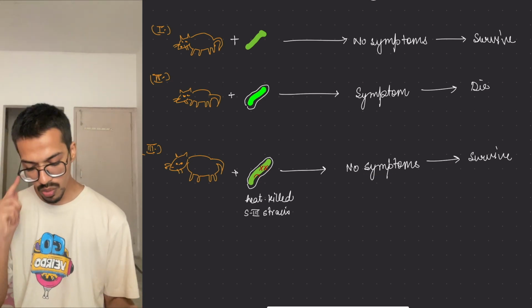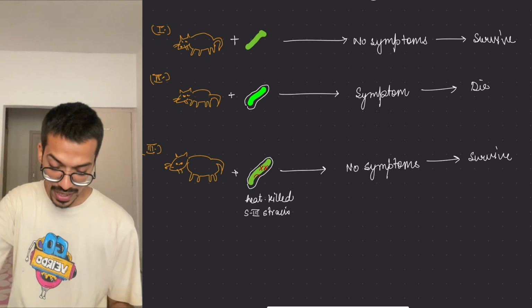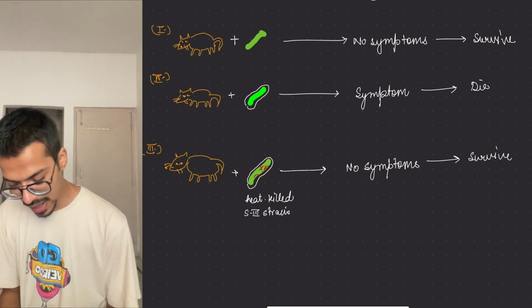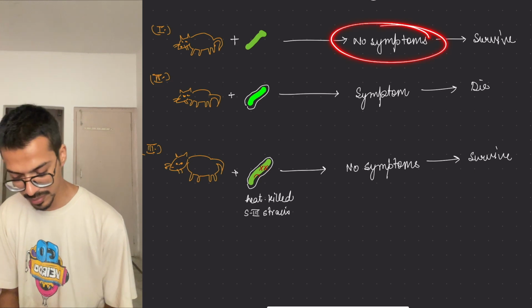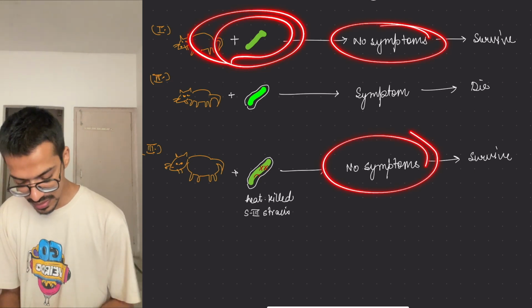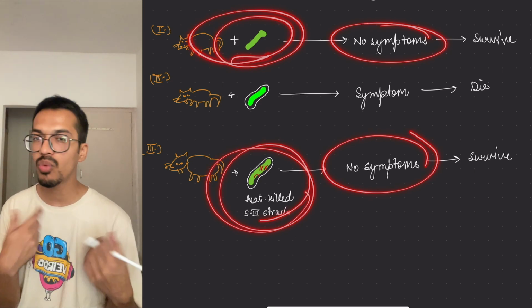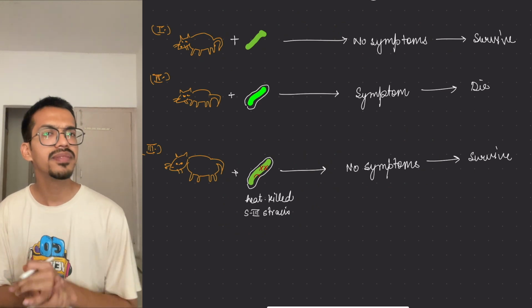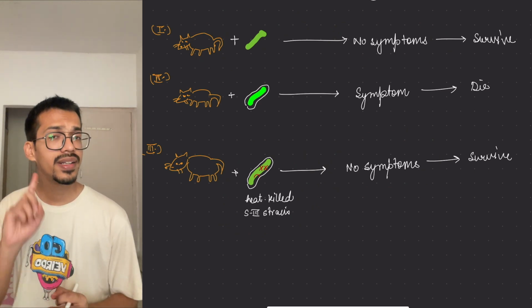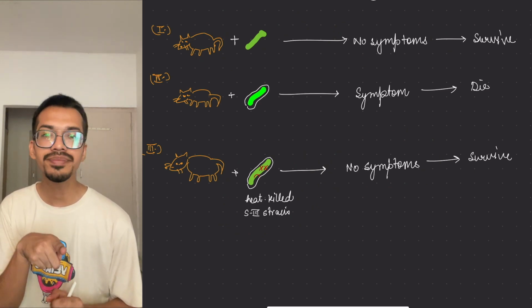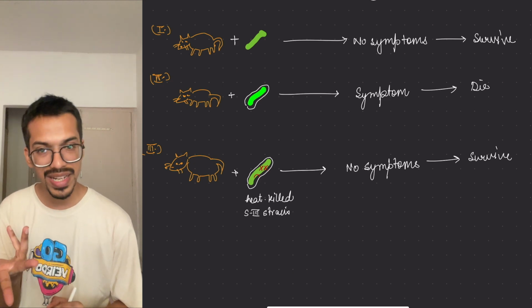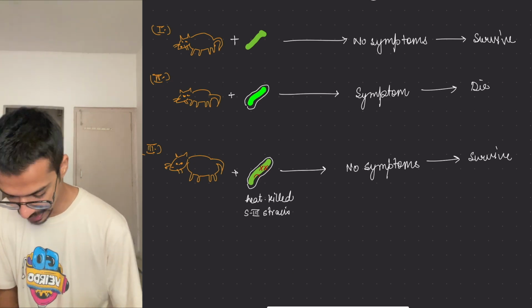Now I'm Griffith, and I did one more experiment. This time I take these two where no symptoms came, meaning this is alive, this is dead, and I put them together, and then what will happen? Our observation should be that it will survive, no symptoms would come. Let's see what happened.